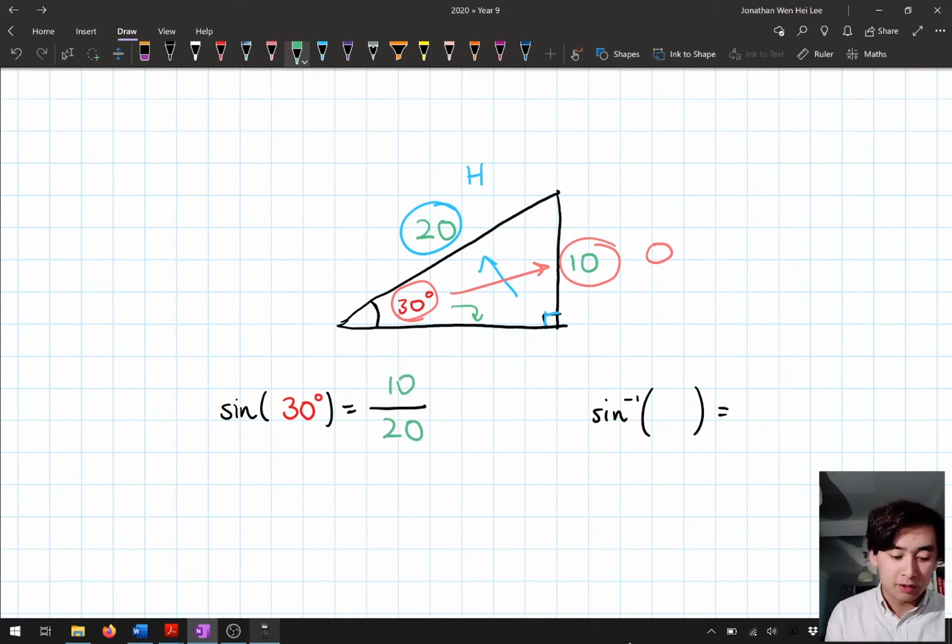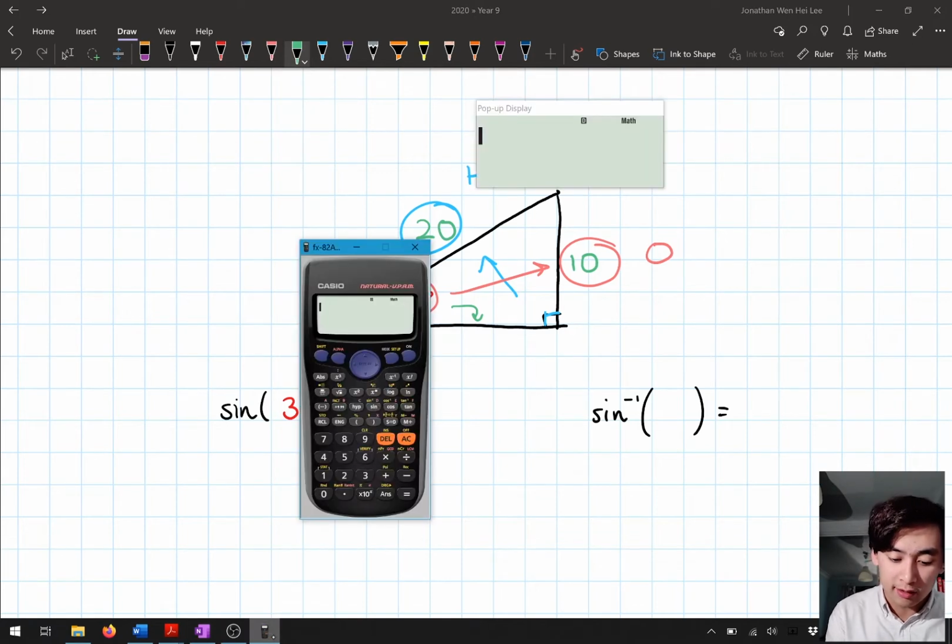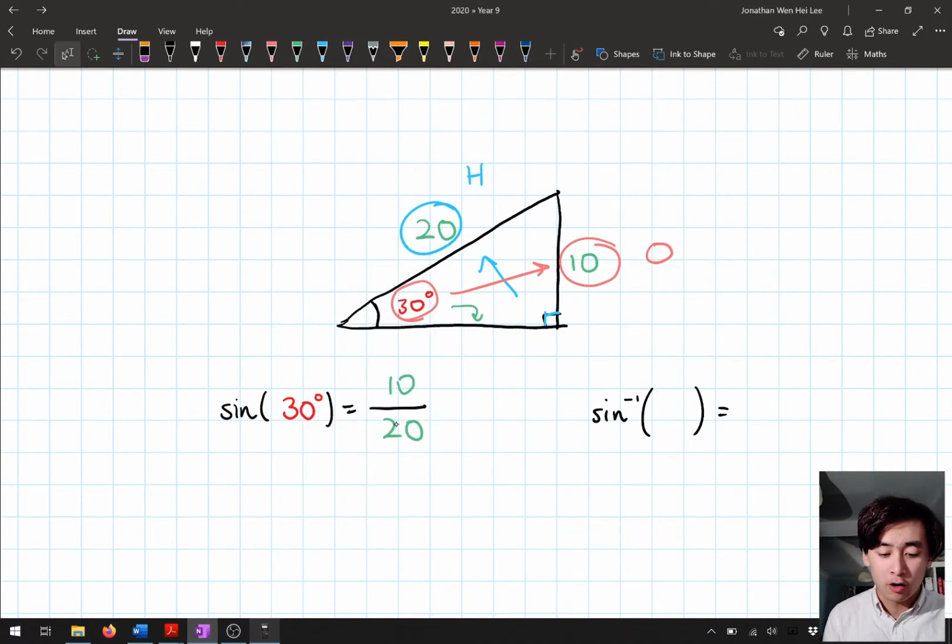Now, if you remember, you can actually put sine 30 into a calculator, so we can actually check that. So I'm going to put sine 30 into a calculator, and that actually gives me 1 over 2. Now, if you have a look at the fraction that I've got, 10 over 20, it's not quite 1 over 2, but actually it is the exact same as 1 over 2.